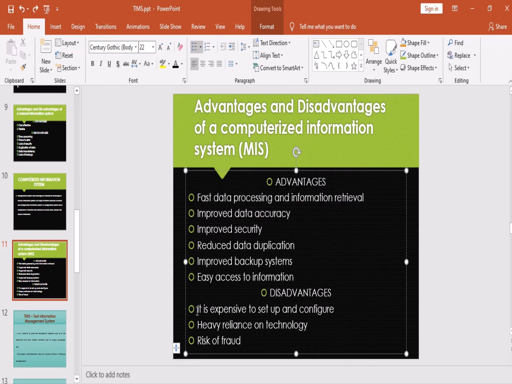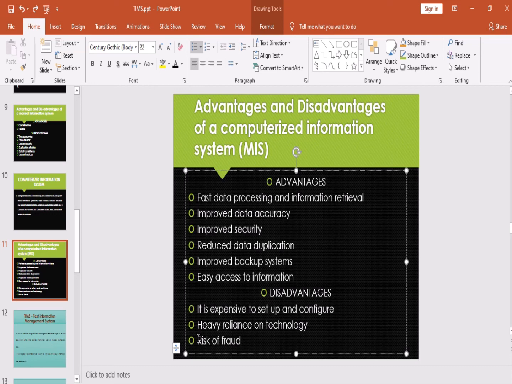Majorly coming to the disadvantages, it is expensive to set up and configure. The organization has to buy hardware and the required software to run the information system. In addition to that, business procedures will need to be revised and the staff will need to be trained on how to use the computerized information system. There is also heavy reliance on technology. If something happens to the hardware or software that makes it stop functioning, then the information cannot be accessed until the required hardware and software have been replaced.